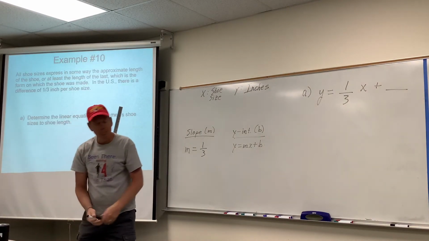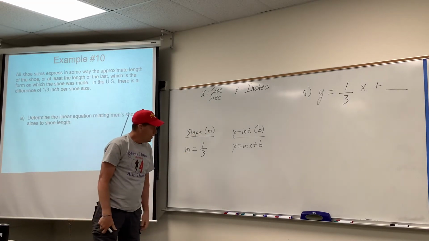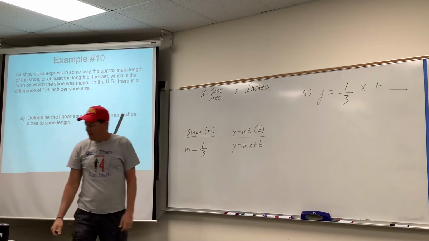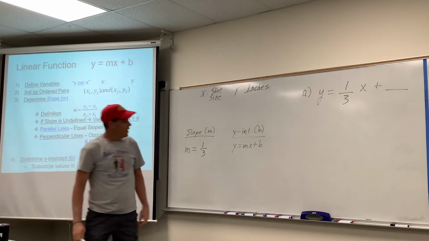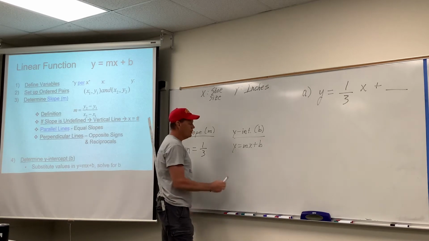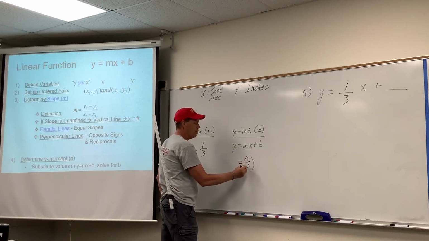And by the way, we're doing part A. We're finding the linear equation that relates these two variables. Now, when we talk about finding the value of b, we've talked about writing down the equation y equals mx plus b. This is detective work. M is 1/3.